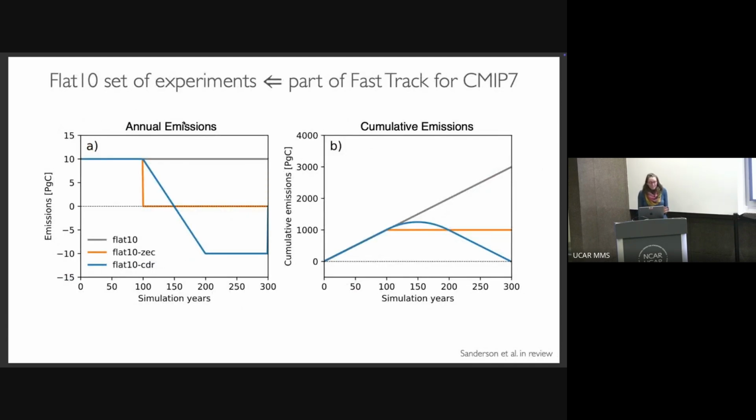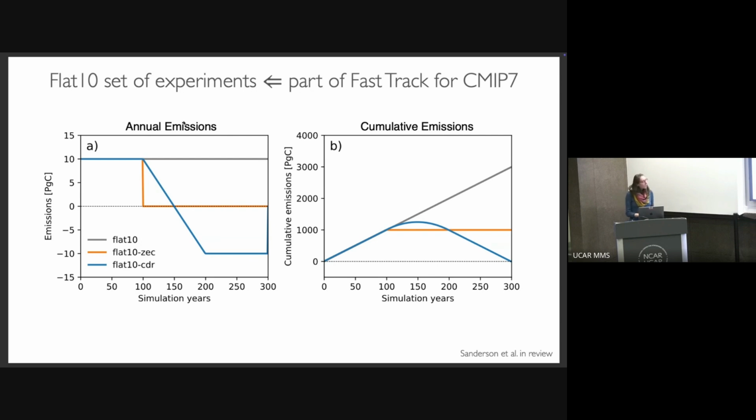So I'm going to discuss today a very idealized set of experiments designed to look at the relationship between emissions and carbon cycle behavior and temperature. And so these are the flat 10 experiments. They're part of the fast track for CMIP7, meaning the experiments that are being requested to be completed on the timeline to be included in the next IPCC report.